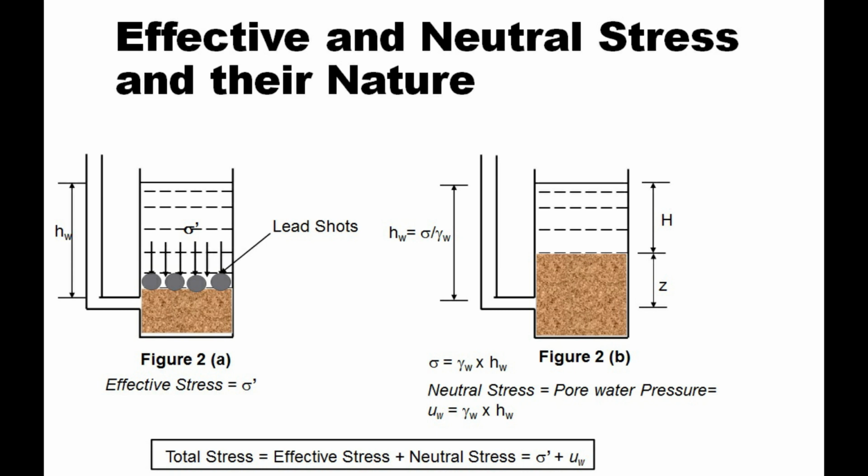From this discussion, it can be observed that the total stress acting on the soil is the sum of two components, namely effective stress and neutral stress. In other words, the nature of the effective stress is such that you can obtain it by subtracting neutral stress from the total stress.